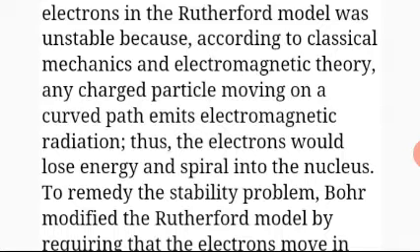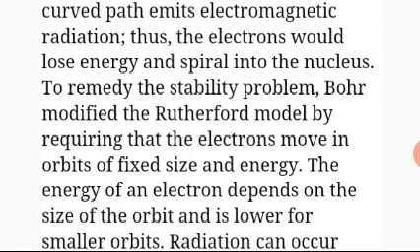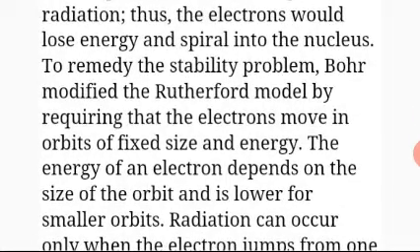To remedy the stability problem, Bohr modified the Rutherford model by requiring that the electrons move in orbits of fixed size and energy. The orbits are fixed and have particular energy. The energy of an electron depends on the size of the orbit and is lower for the smaller orbit. That is, K shell has less energy, then L shell, then M shell.